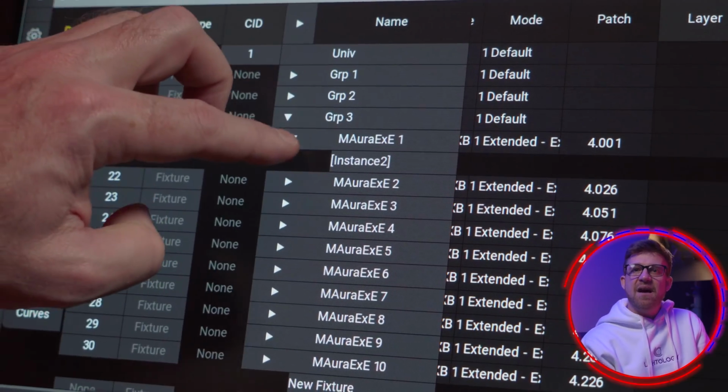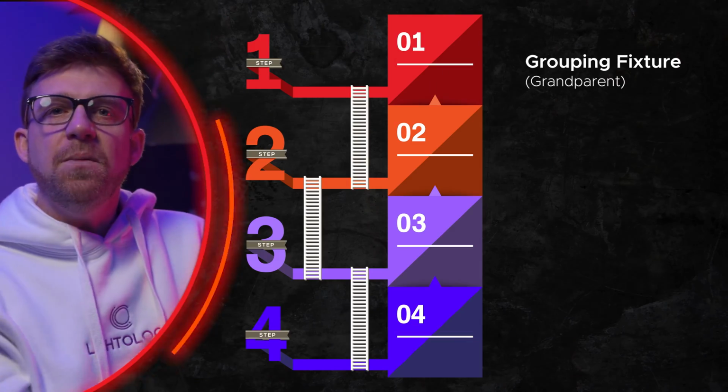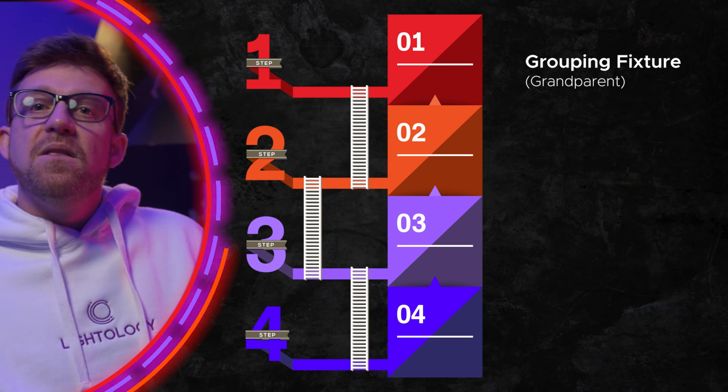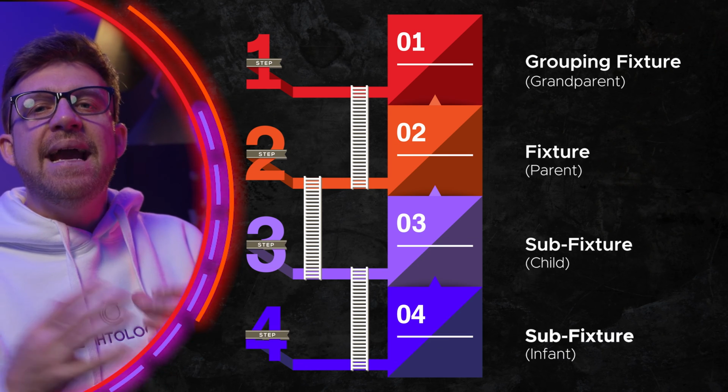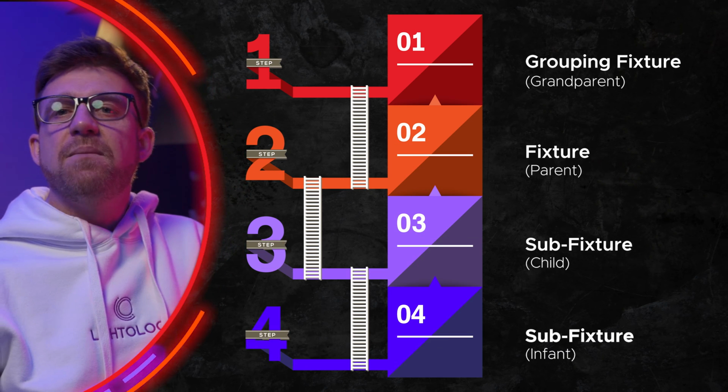Fixtures with a hierarchical structure like this can still be grouped together under a grouping fixture. The grouping fixture becomes the grandparent, the fixture becomes the parent, and any instances of the fixture will become the child. In technical terms, it would be grandfathered into the hierarchy. It's kind of different working with fixtures that just have one instance versus fixtures with multiple instances. Luckily, we've got some special tools reserved to help us out.